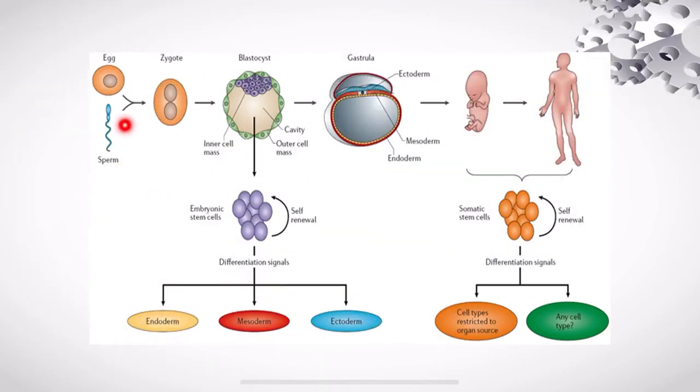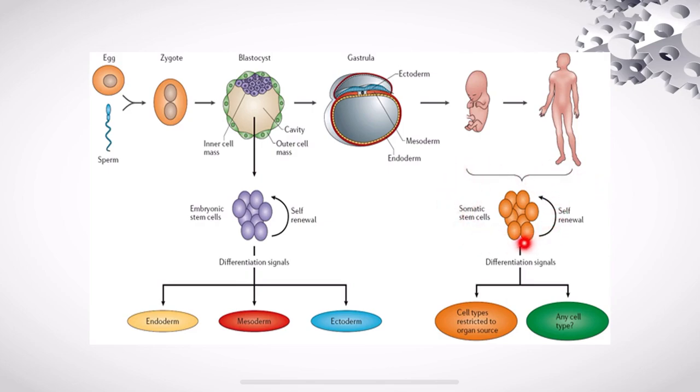So the sperm and the egg fertilize to form a zygote, which in turn forms a blastocyst. Blastocysts consist of inner cell mass and outer cell mass and cavity. Embryonic stem cells are derived from this blastocyst, which undergo differentiation to form ectoderm, endoderm, and mesoderm. Blastocyst turns into gastrula, which has an ectoderm, endoderm, and a mesoderm. This gives rise to fetus, which in turn turns into a developing human baby.